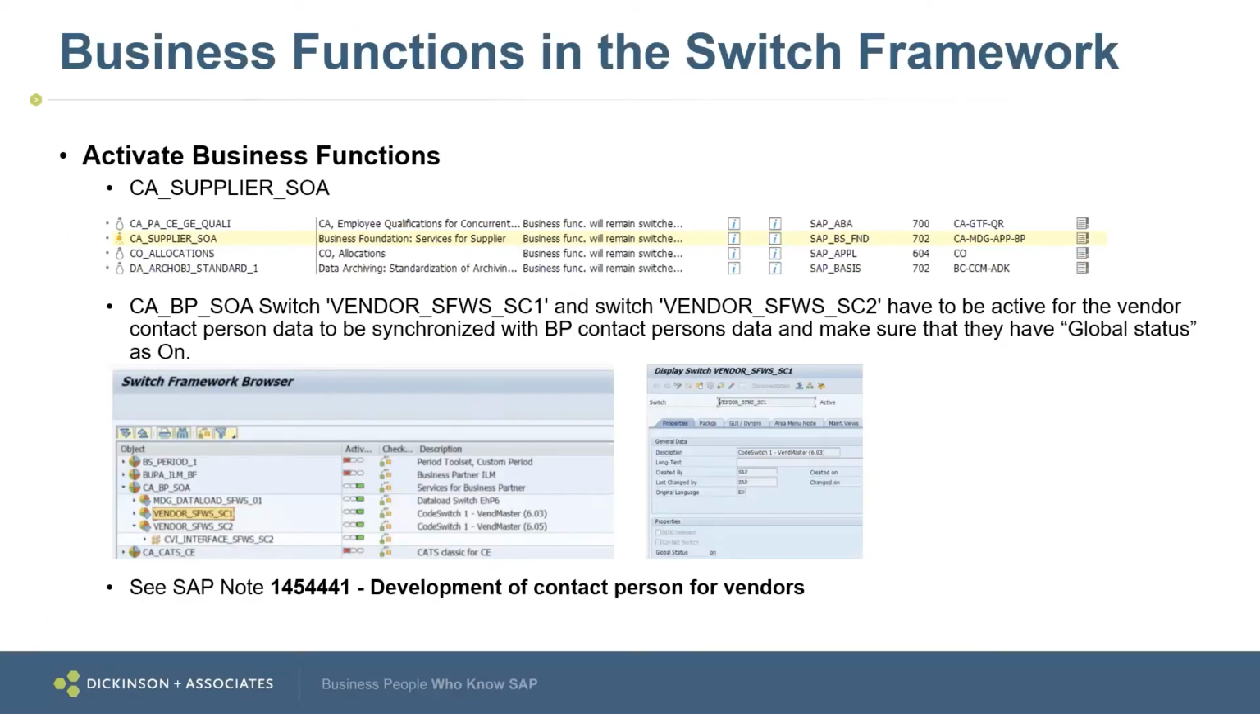This is an example of business function activation. This is transaction SFW5. For CVI, we need 2 of these functions activated: CA supplier SOA and CABP SOA. Note that business function CABP SOA is not available before HP6, so in that case, it needs to be configured manually. Next slide.